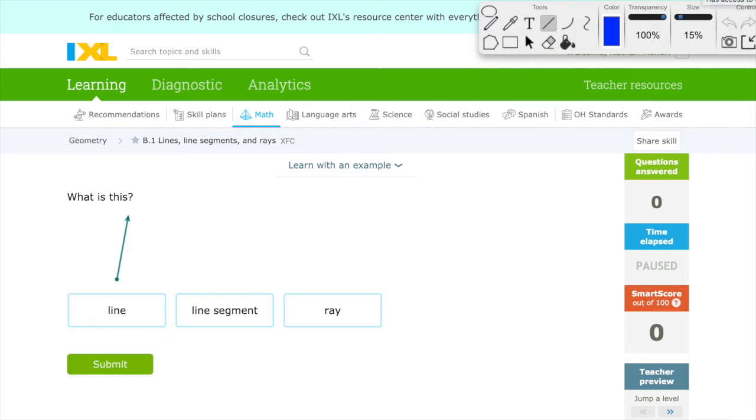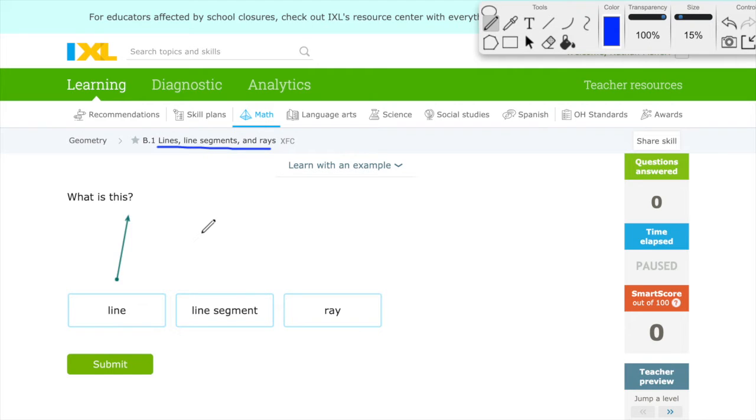So for this one, it's talking about lines, line segments, and rays. So it's a little bit vocab based, but we'll try to highlight each. I don't know if that'll take us a super long time, and then we'll talk about the differences. Okay, so let's go ahead and get into it. For this one, it just says, what is this? And it gives us a picture. And then it gives us our three options that we talked about here, the lines, line segments, and rays.